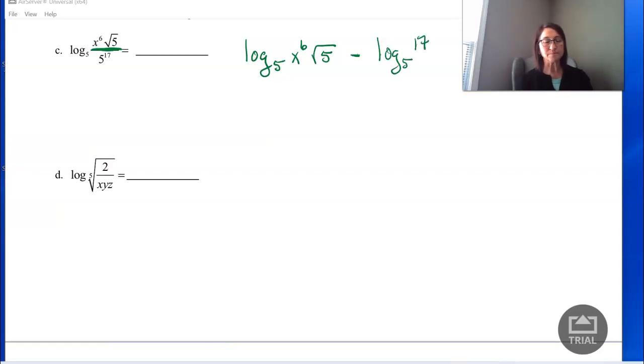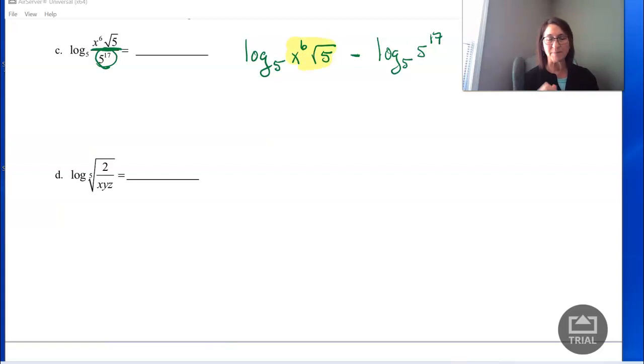Oh, I wrote that wrong. I can see why I wrote it that way, but I wasn't paying attention. It's log base 5. That part was right. But my argument should be 5 to the 17. Makes a huge difference. All right, so now let's start with this first log.